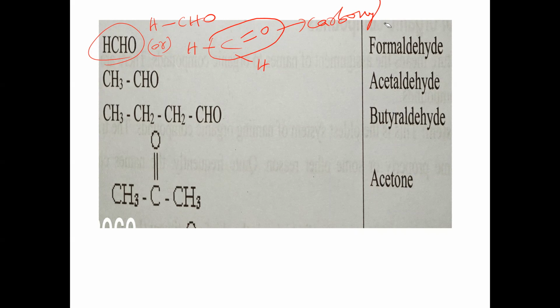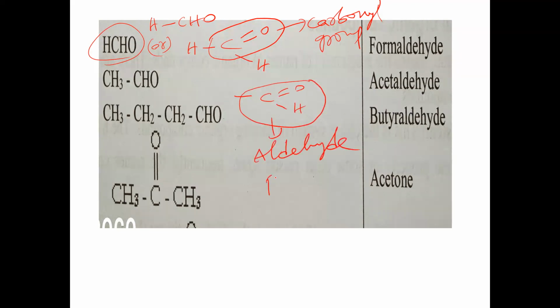Carbonyl group, you say. So the carbonyl group is nothing but C double bond O. So this is called a carbonyl compound. Remember, wherever C double bond O is present, that organic compound is called a carbonyl compound. So H-CHO is an aldehyde, one type of aldehyde. And this CHO group is called the aldehyde group, the aldehyde functional group.